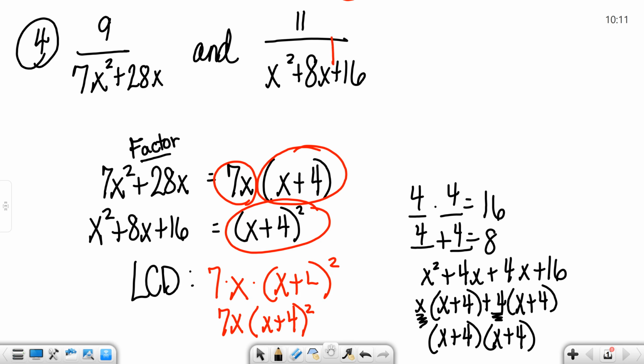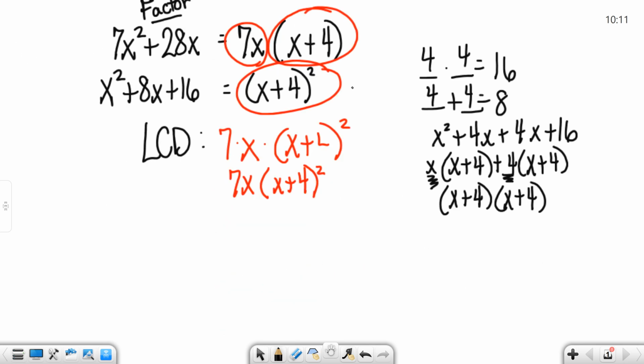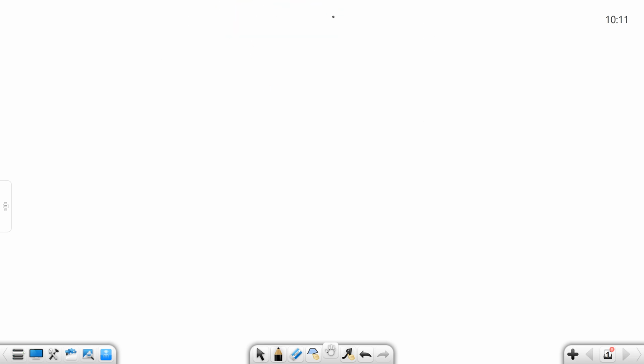Okay, so now that we've practiced least common denominator a little bit, let's actually do some adding. We'll start small. I think I'm on number 5, I'm not sure.